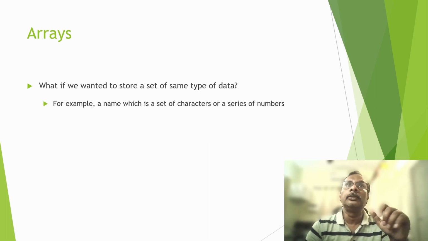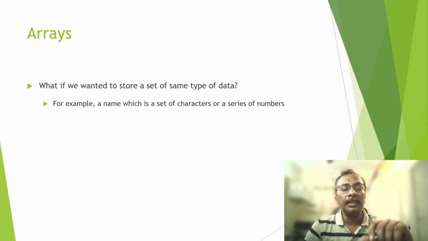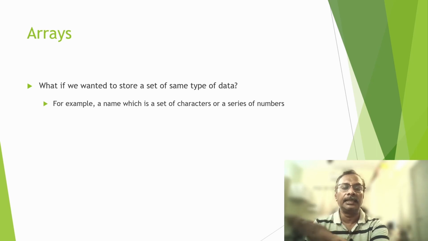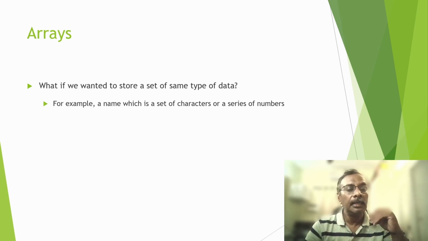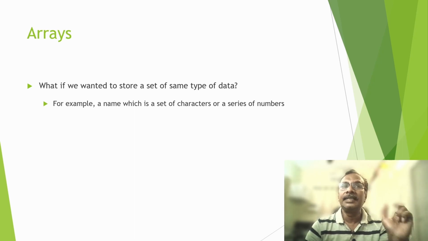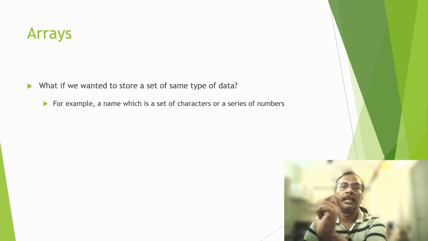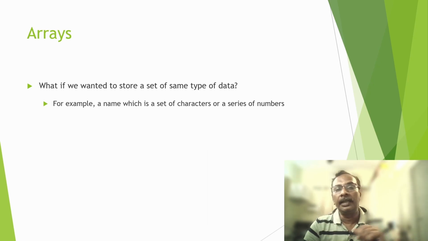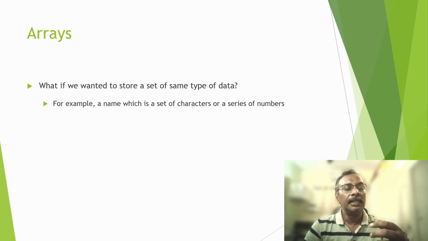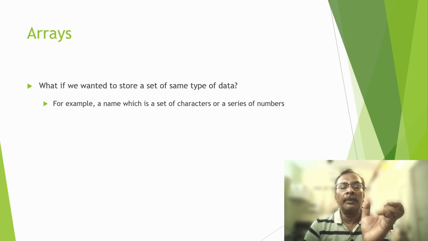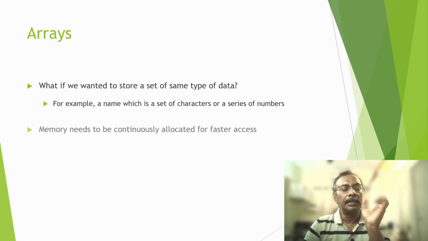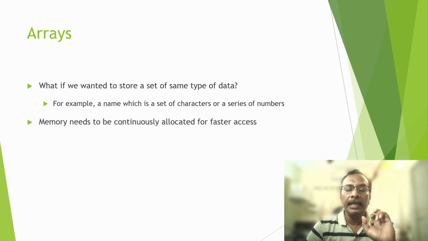Similarly, if I want to store a series of numbers, like let's say the first 10 even numbers, 2, 4, 6, 8, 10, something like that, then we need the same type of data repetitively. So to process data in sets, we need to allocate memory continuously, right? Memory needs to be continuously allocated for faster access.